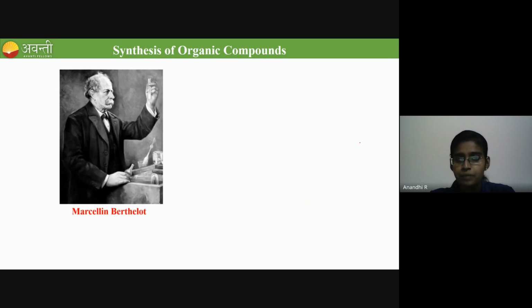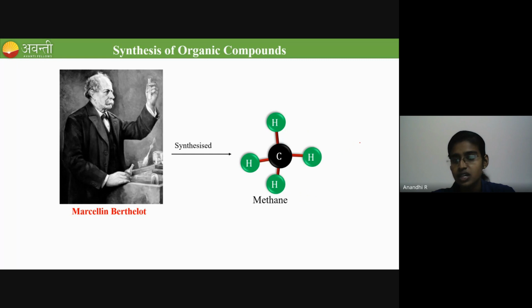And fourthly, the scientist Marcellin Berthelot came and he also synthesized an organic compound which is called methane, CH4. You all would be knowing, right? So he synthesized this methane in his lab. So you can see all these compounds contain hydrogen and carbon. Carbon is the backbone of all the organic compounds which were synthesized by all the scientists in their labs.